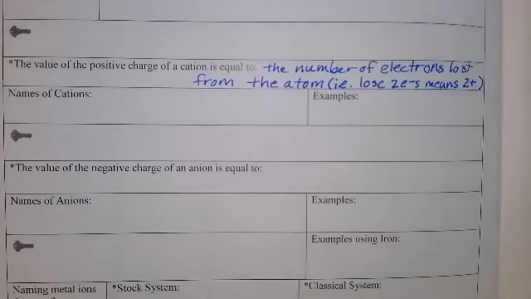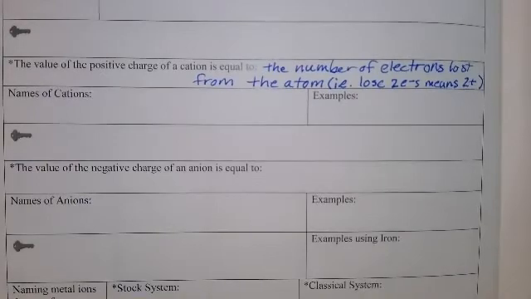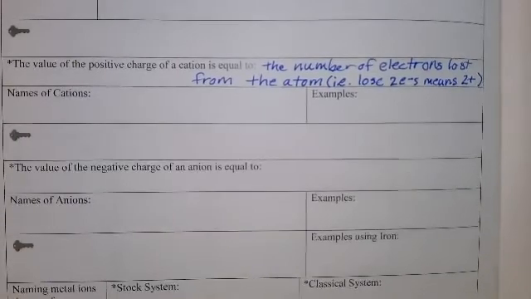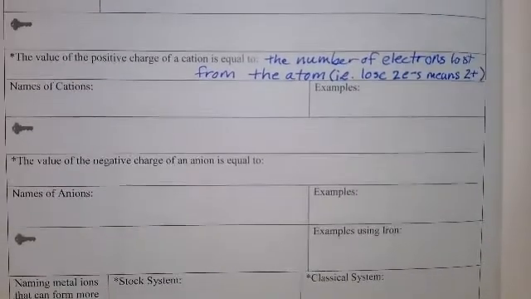When we name those cations, again, we just keep the name of the metal and put the word ion after it. For example, if we have Na with a 1 plus, that is the sodium ion, and Ca with a 2 plus is a calcium ion.